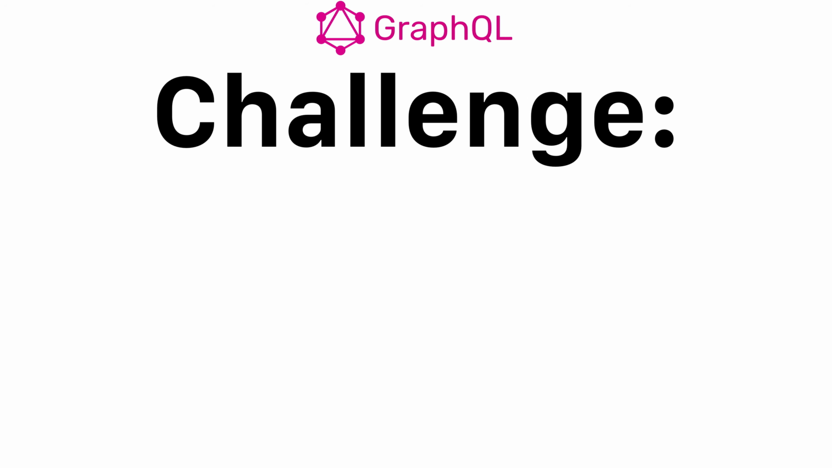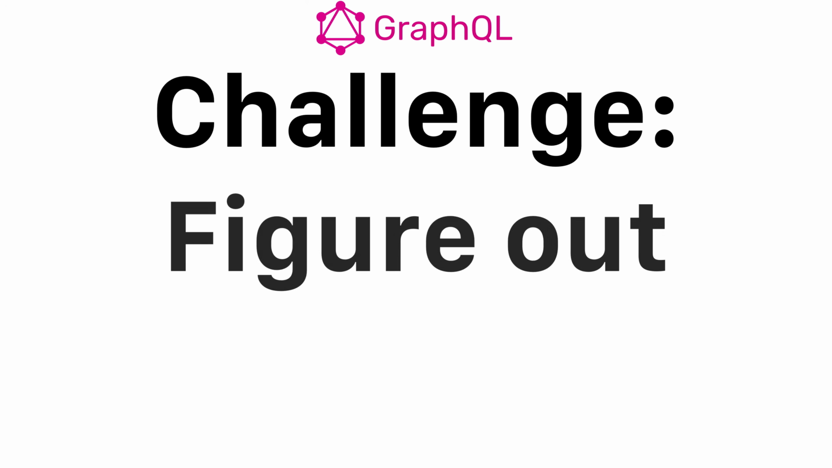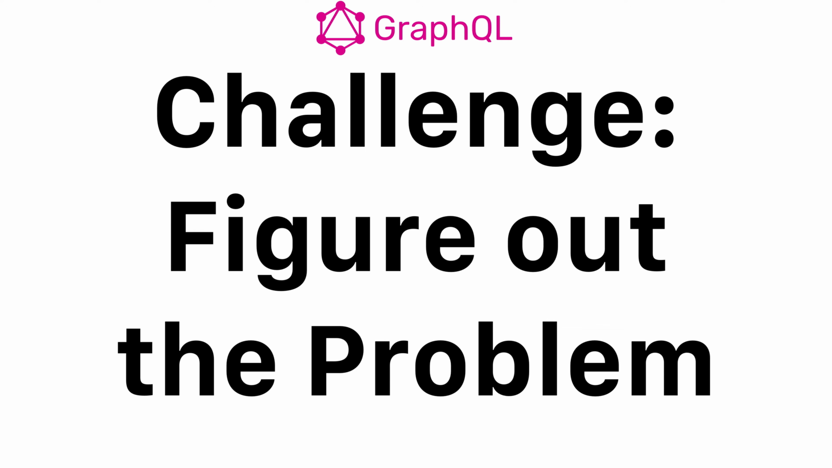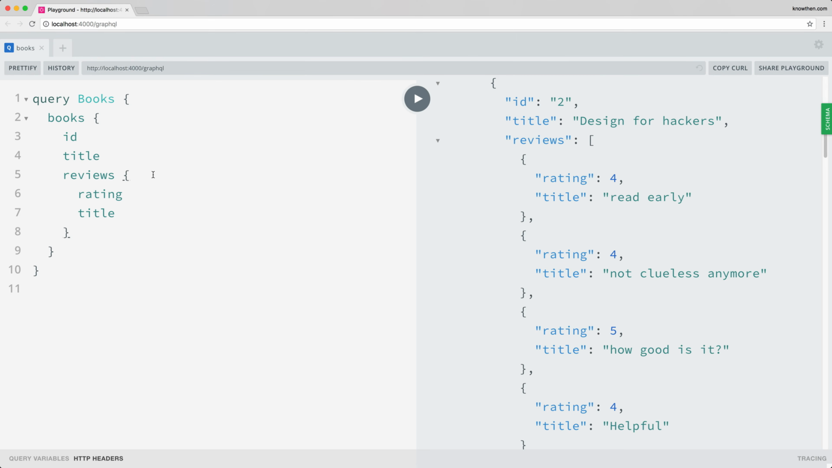Let's go take a look at how this GraphQL server is set up, but before I show you, I've got a challenge for you. I want you to pay close attention over the next few minutes and try to figure out what the problem is with the code I'm about to show you. Okay, to start, I'm going to go ahead and simplify this GraphQL query by commenting out the reviews field and its subselection right here.